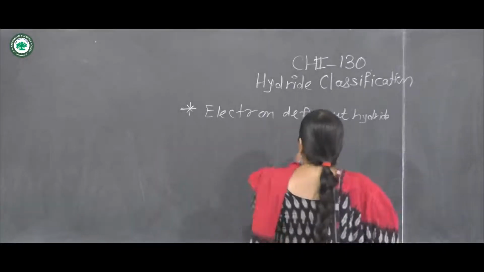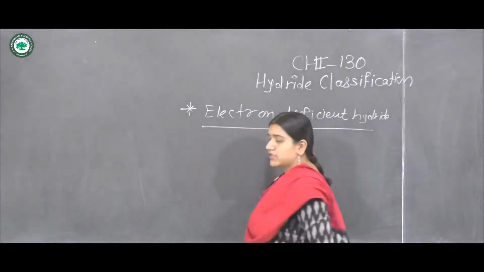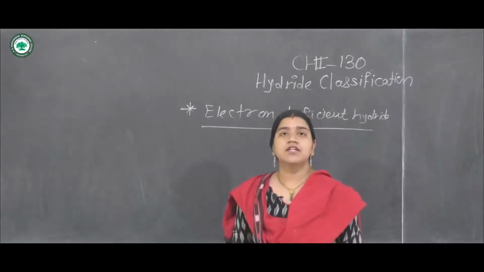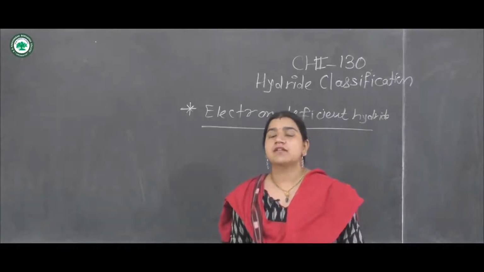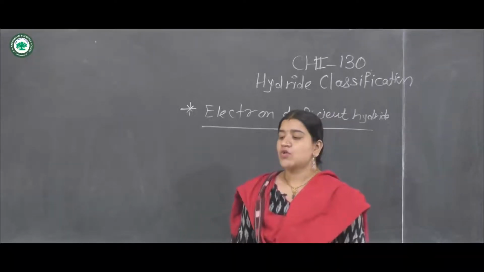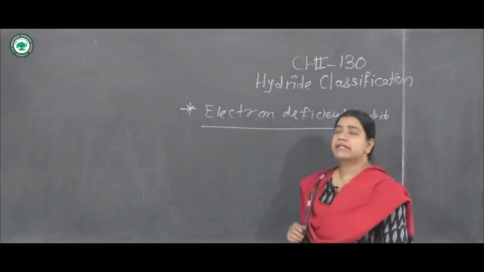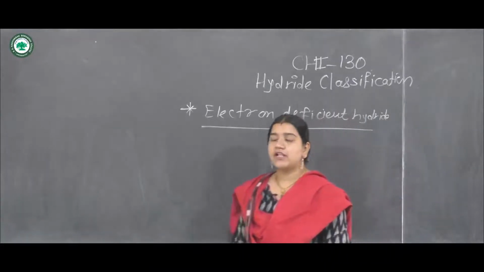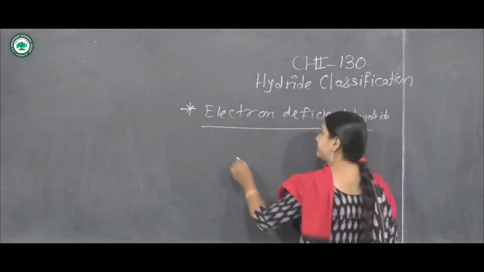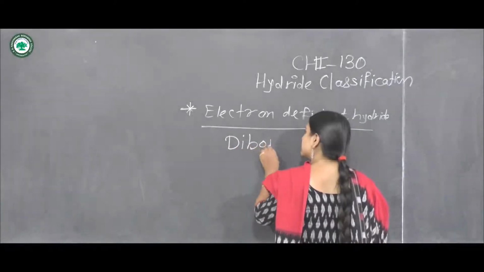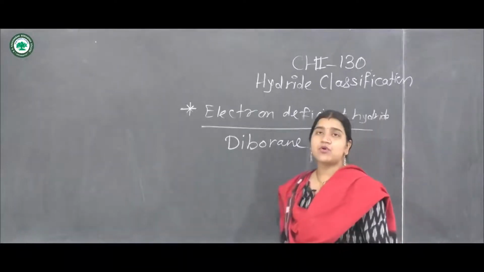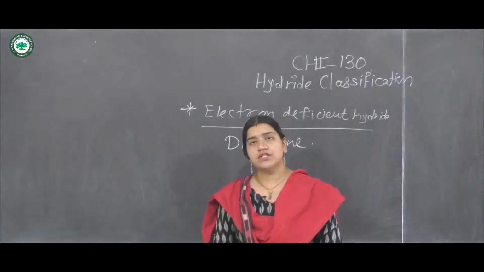So what is the meaning of the word electron deficient hydrides? These are the hydrides in which the number of electrons present around the central atom is less than the required value. The well-known example for this is B2H6 or diborane. So how is diborane found to be an electron deficient compound?